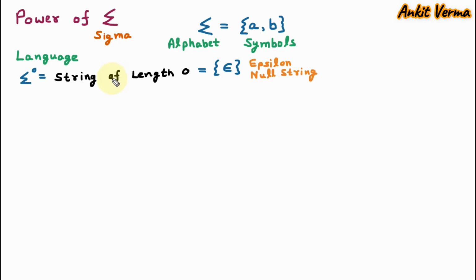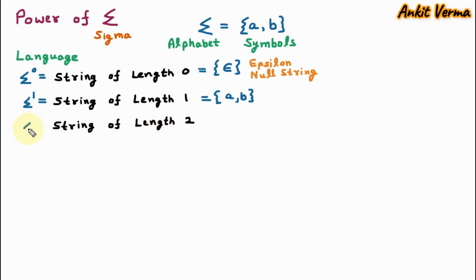Now we are taking another language which is the set of all strings of length 1. This is denoted by sigma raised to the power 1. So here inside the set we have those strings which have only length 1, that is A and B. We are creating another language which is the set of all strings of length 2, and this is denoted by sigma raised to the power 2.